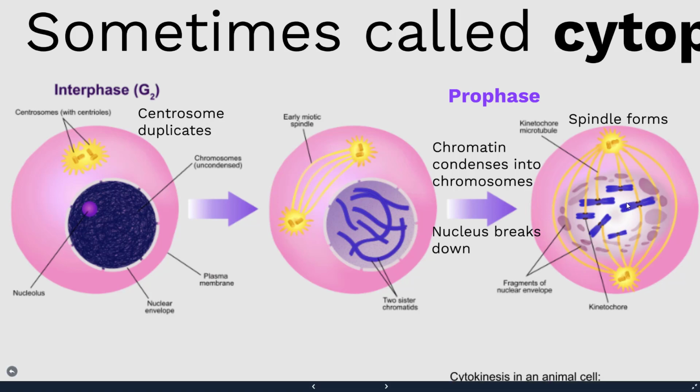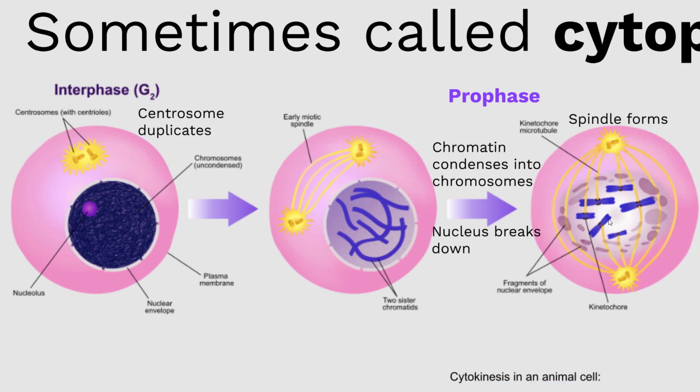We have broken down the nuclear envelope. So the nucleus breaks down. We have to break down the nucleus because our DNA is locked away in the nucleus. So we have to break it down in order to be able to access the chromosomes. These are the things that happen during prophase. We form the spindle. The chromatin condenses into chromosomes, and the nucleus breaks down.